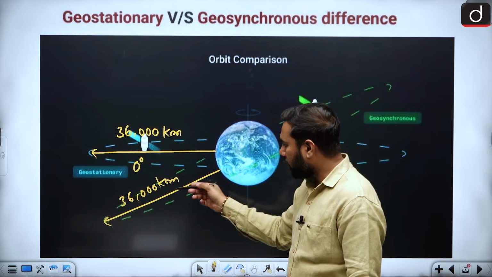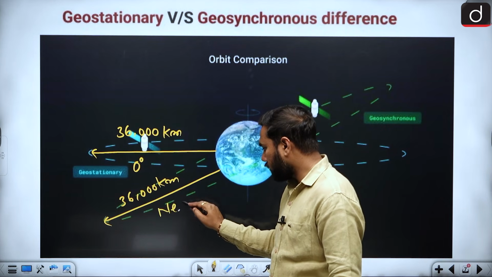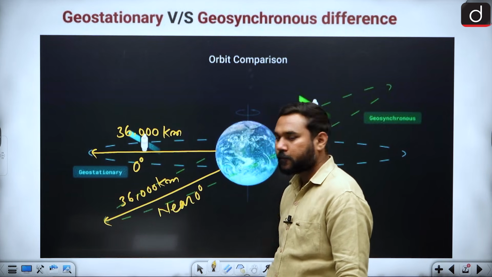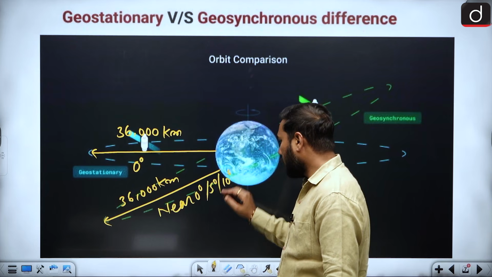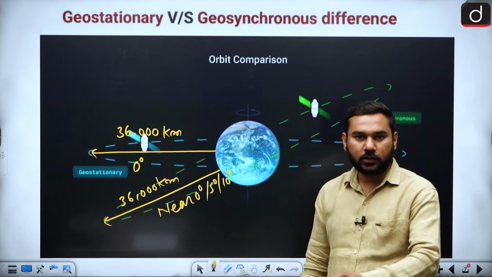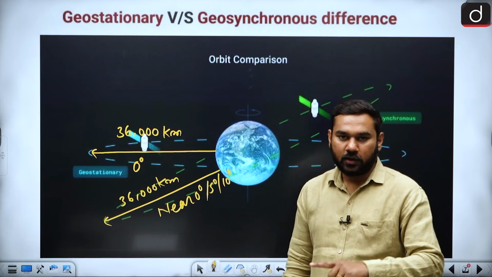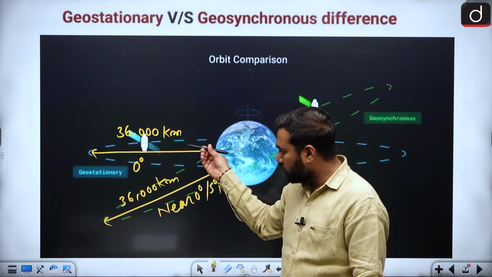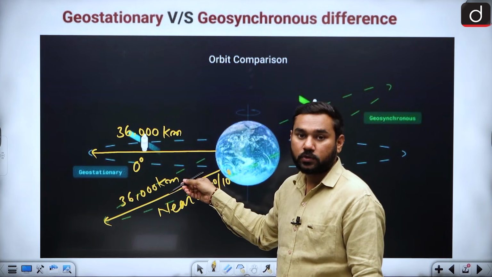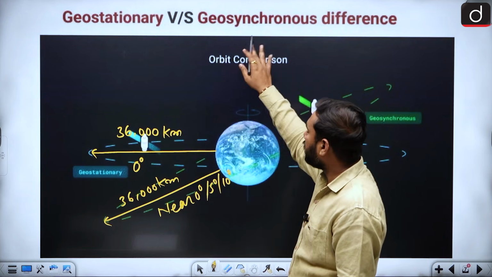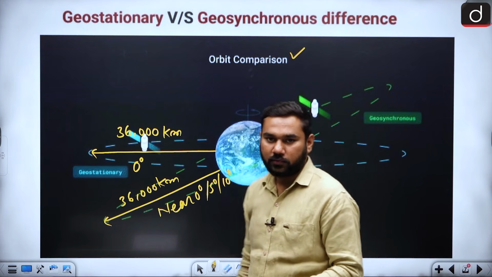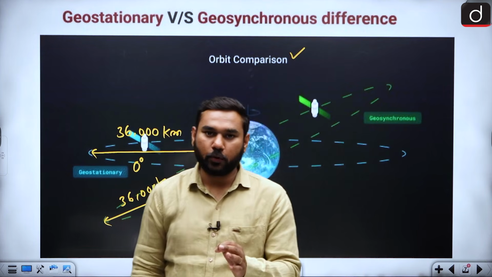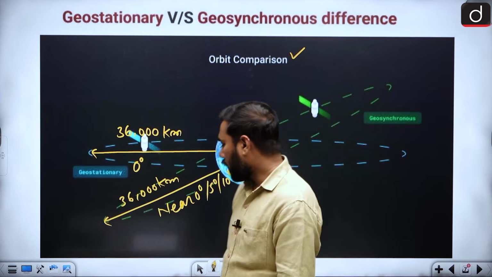but this one cannot have a 0-degree angle. So we say near 0 degrees, meaning we make it 5 degrees or maybe 10 degrees, and this can also cover the 24-hour time period. So the secondary option for geostationary is geosynchronous. This is the orbital comparison, and it is a very important point that you need to know.